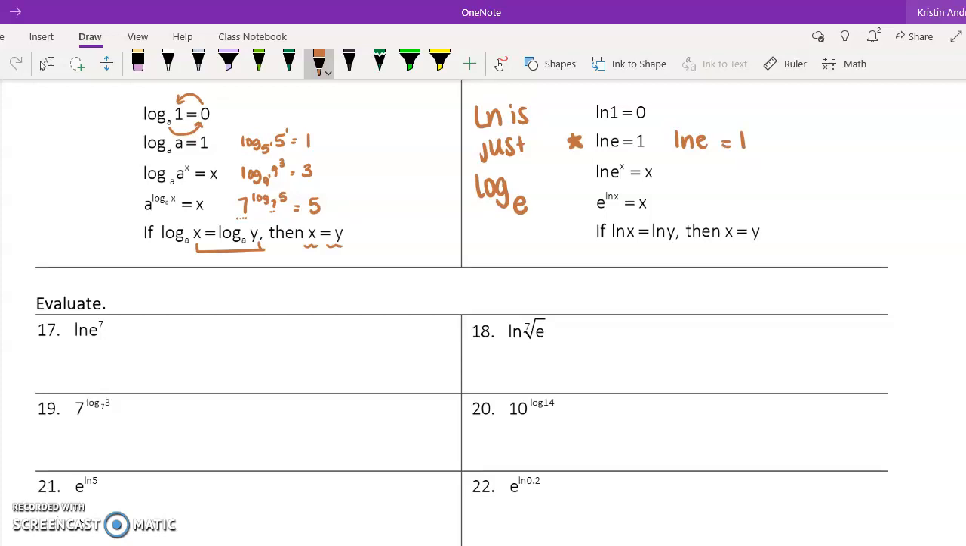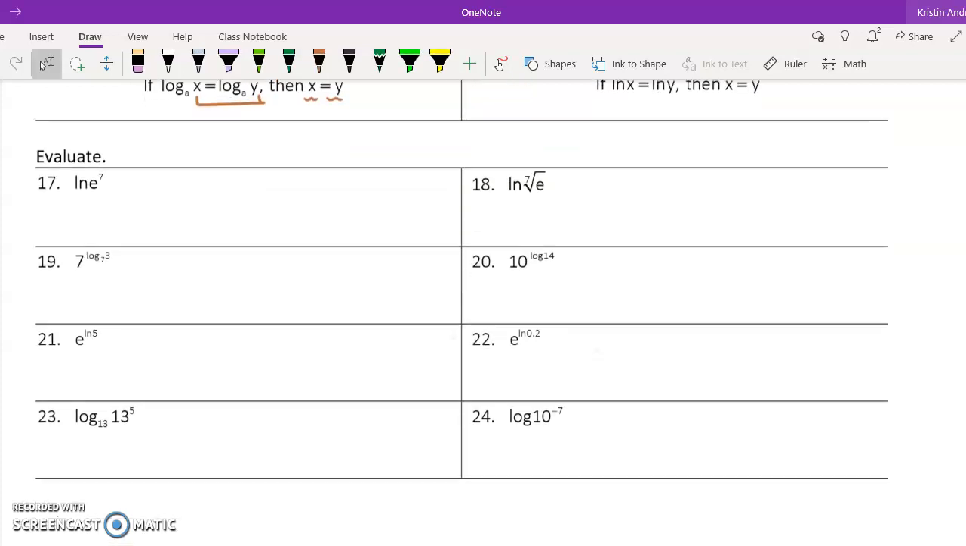And then this one, where ln of 1 is 0, I just think of that as the word "lin-lo." I just remember ln, lo. And it looks like ln, lo, lin-lo. I remember that one too. All right, so for 17, these are all just evaluate.